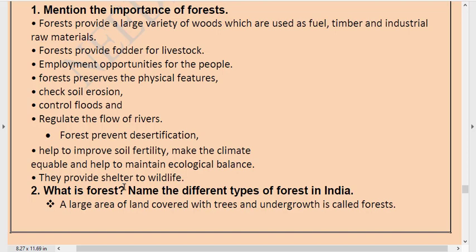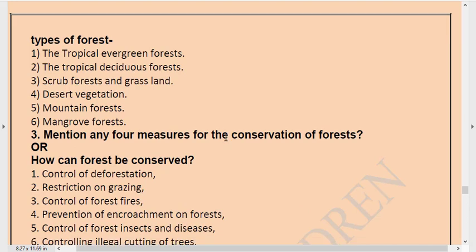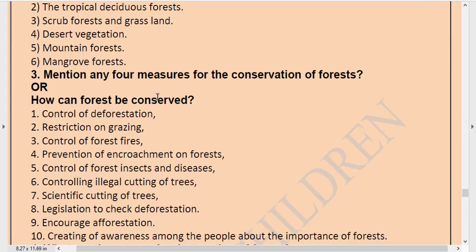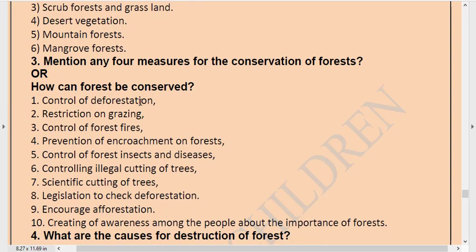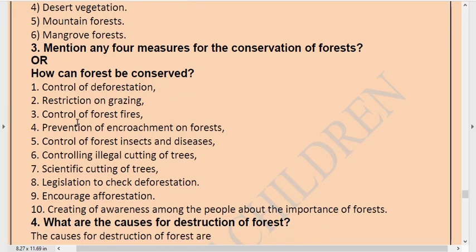Next question, what is forest? Name the different types of forest in India. A large area of land covered with trees and undergrowth is called forest. Types of forests are the tropical evergreen forests, the tropical deciduous forests, scrub forests and grasslands, desert vegetation, mountain forests, mangrove forests. Mention any 4 measures for the conservation of forests, or how can forest be conserved?